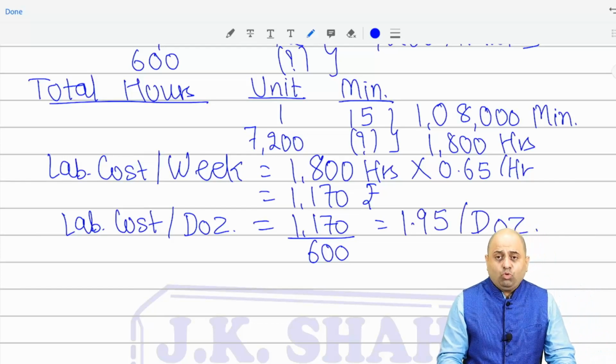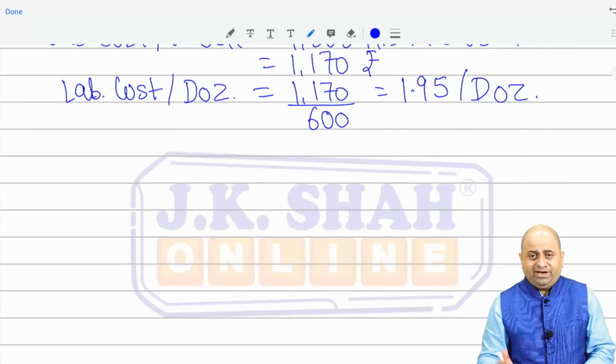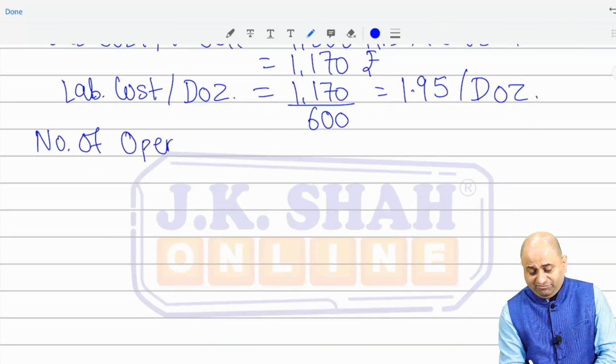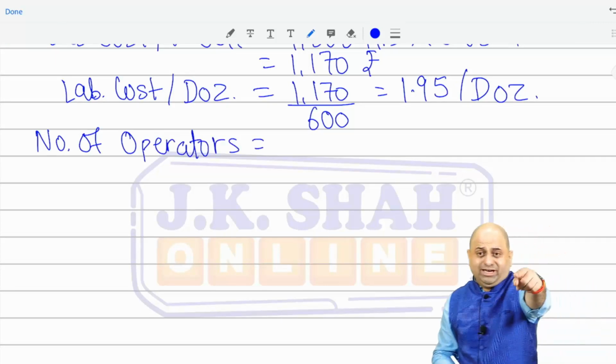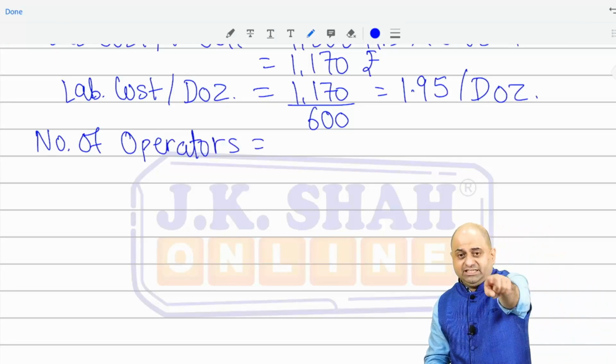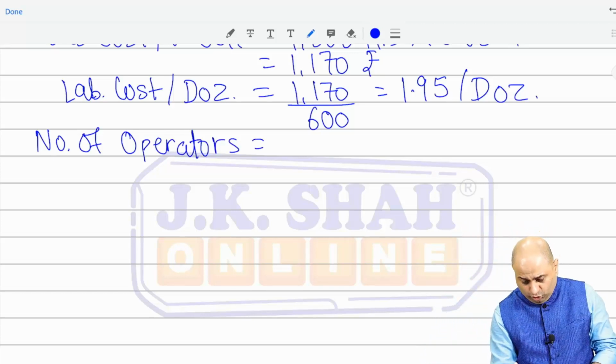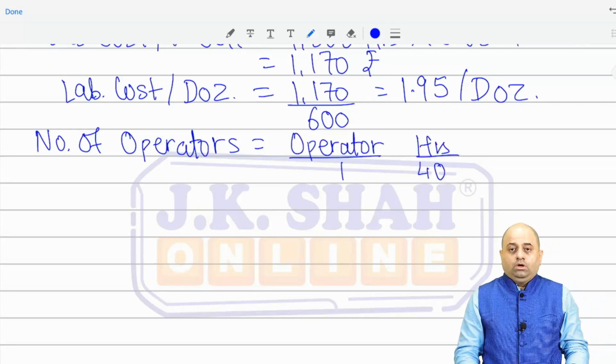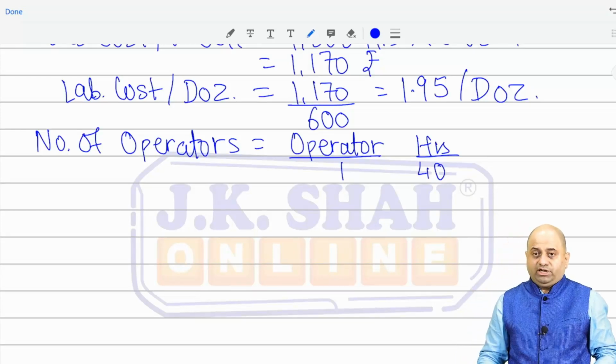And they also want us to calculate the number of operators, which is again a pretty simple calculation. The question very clearly says that the factory will work for 40 hours. Look at the line just below the box. It says factory works for 40 hours. So that means one operator will work for 40 hours.